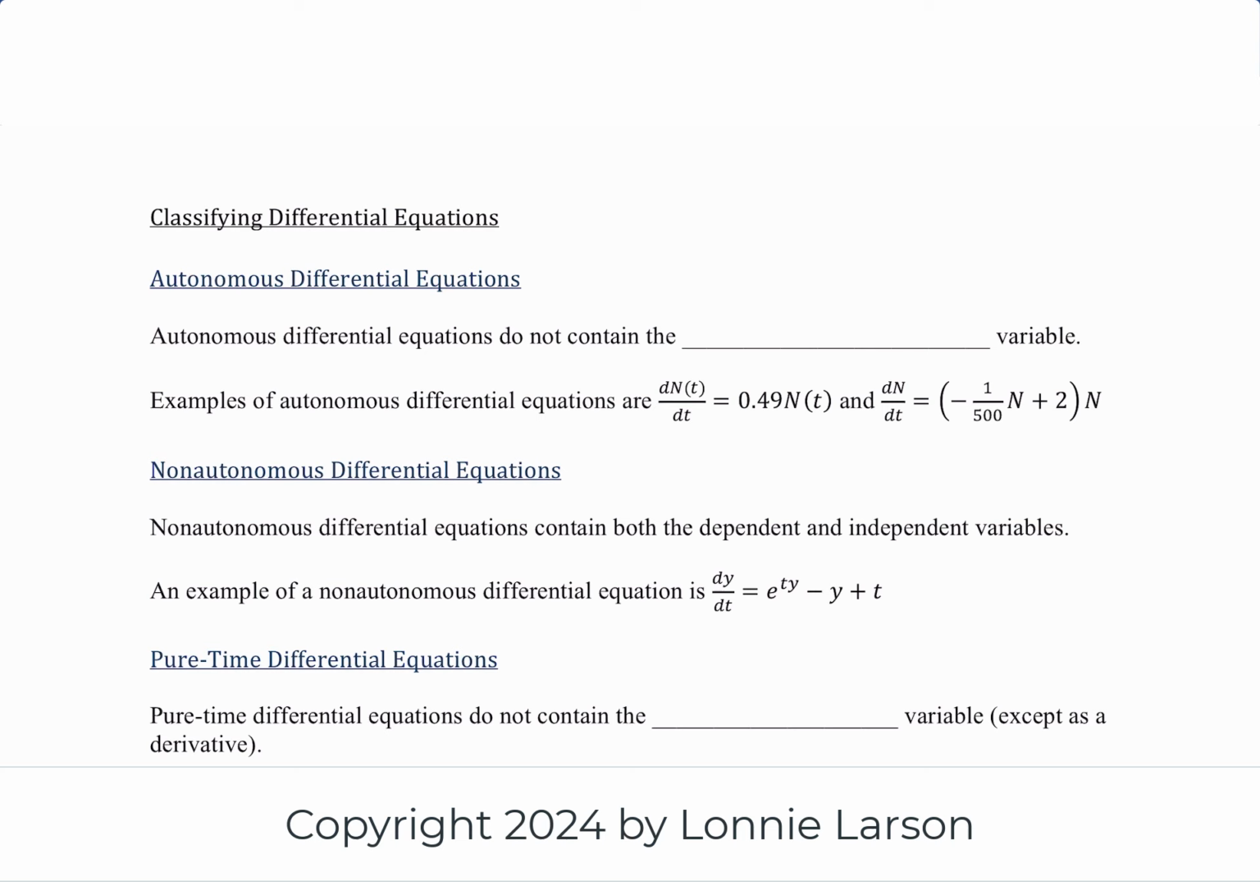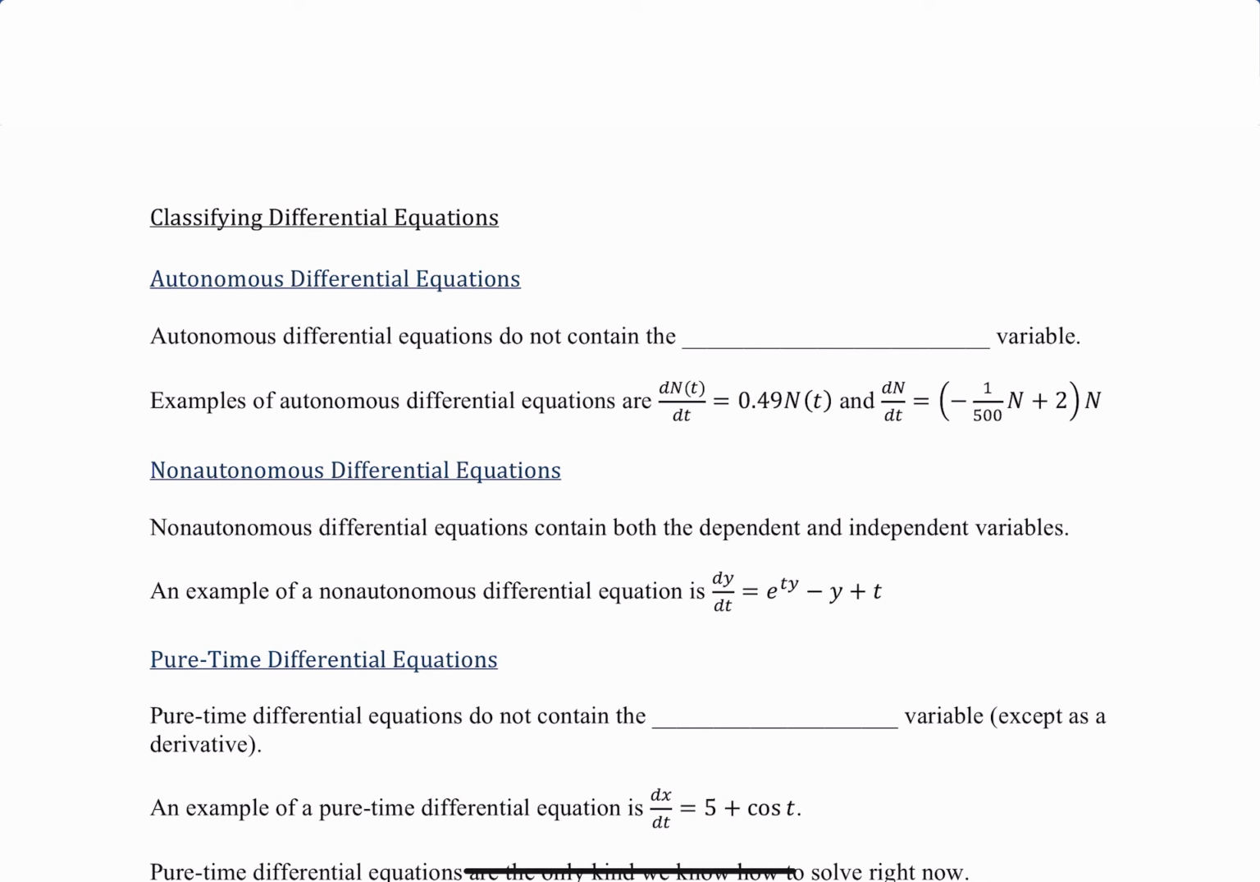Let's talk now about classifying differential equations. In other words, talking about what types of differential equations there are. There's basically three types. The first is called autonomous differential equations. Autonomous differential equations do not contain the independent variable. And that's the type of equation we've been seeing so far in this lecture.